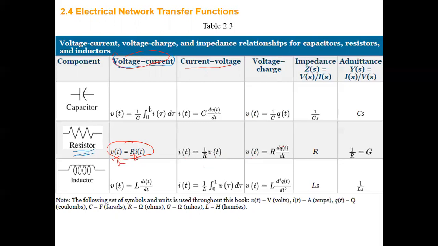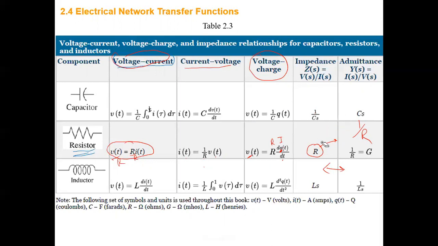Then what is the voltage charge relationship? V equals Ri, right? So i is dq over dt. From here, you can find the charge, right? So charge and voltage, that's the voltage charge relationship. Similarly, impedance is R. And what is the admittance? Admittance is the reciprocal of impedance. If this is R, this will be 1 over R without doubt. These two are easy. They take the reciprocal of one another. That's how you do it.